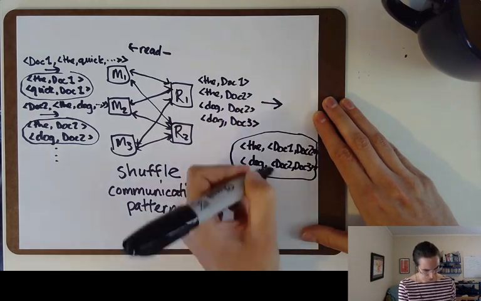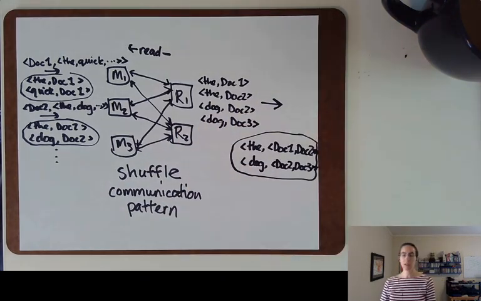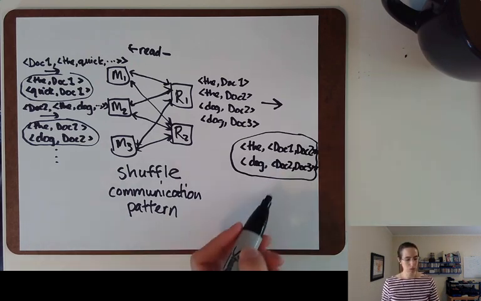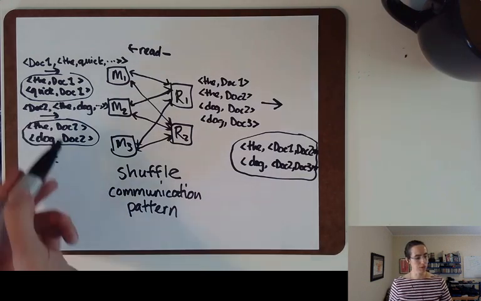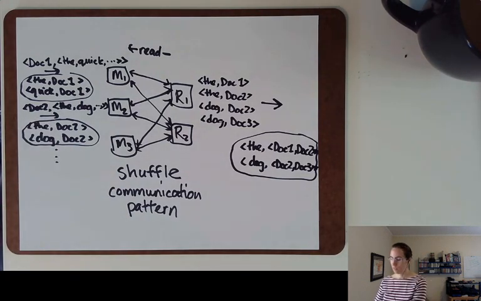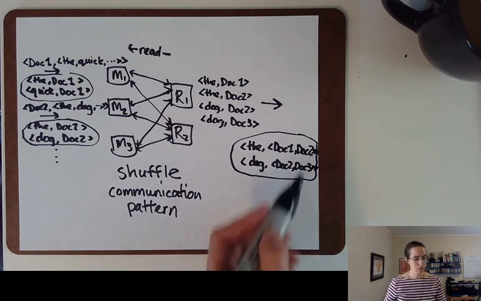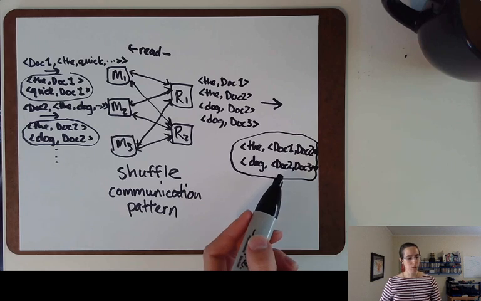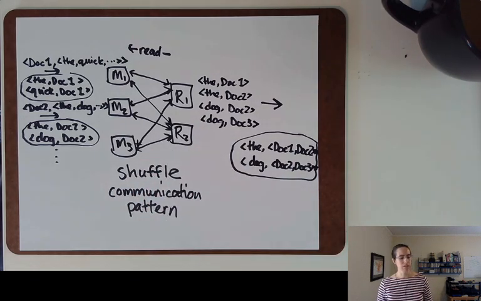So there's the thing that we finally wanted. Okay, so what have I left out here? Well, I talked about how the input was too big to fit on one machine. Well, the output is also too big to fit on one machine. What's going to happen with this data once R1 and R2 are done? What happens with it?